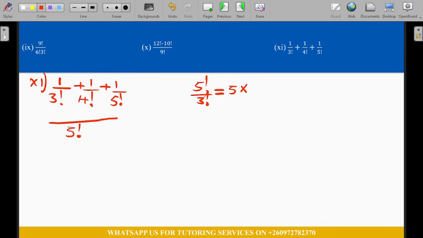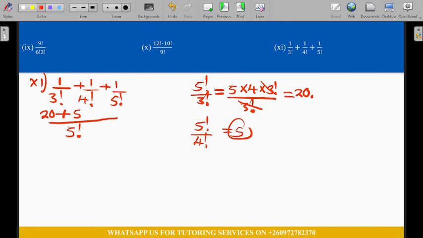So this means we'll reduce 5 up to 3 factorial. It becomes 5 times 4 times 3 factorial over 3 factorial. So 3 factorial and 3 factorial cancel. Now we get a 20. Plus, again, we say 5 factorial divided by 4 factorial, which will just give us a 5. So now we have 5 plus 5 into 5, 1.